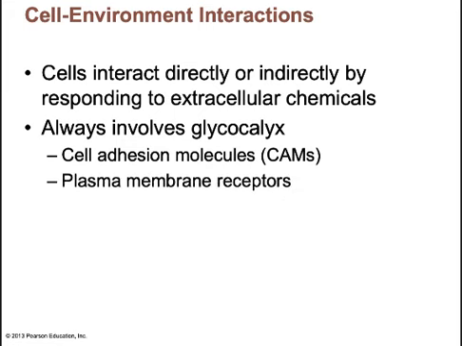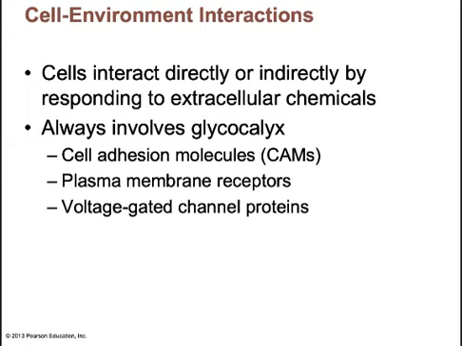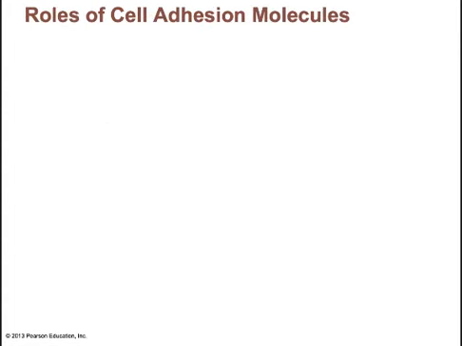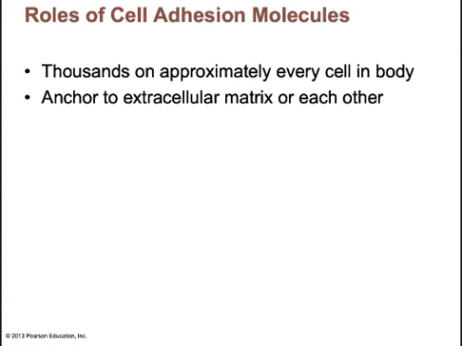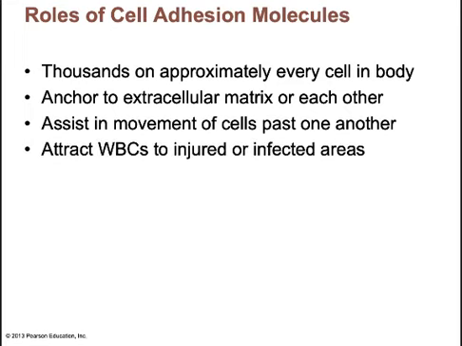Cells can interact directly or indirectly, responding to extracellular chemicals. This always involves glycocalyx proteins, which include cell adhesion molecules and plasma membrane receptors, as well as voltage-gated channel proteins. The CAMs number in the thousands on about every cell of the body, and they anchor to the ECM or to neighboring cells.